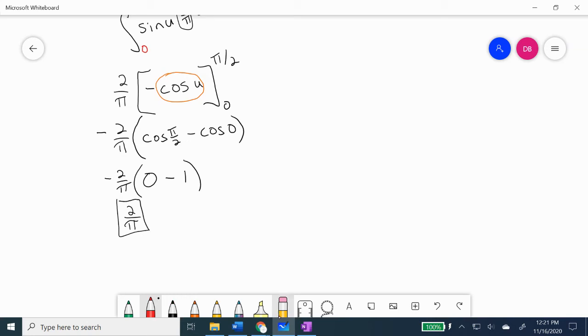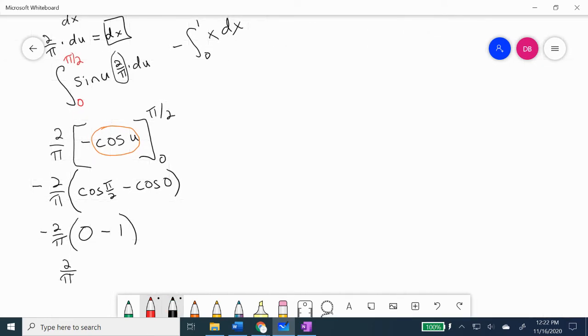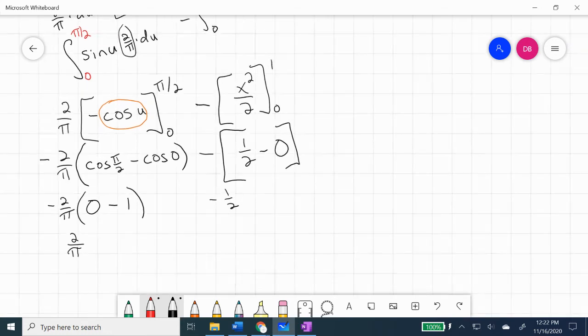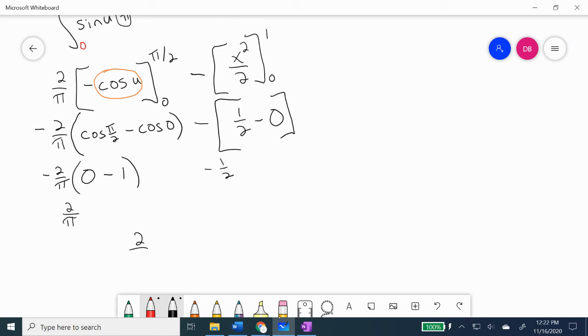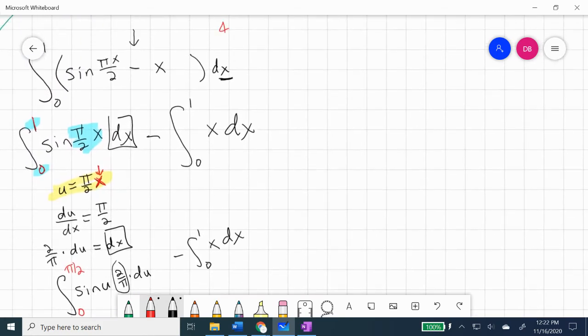But don't call that the end. I'm going to take that little box off because I've also got this. Minus, and now as I solve the integral of x is x squared over 2. I plug in the 1, minus I plug in the 0, and I ultimately end up getting minus 1/2. So in total, 2 over pi minus 1/2 would be the answer to that area.